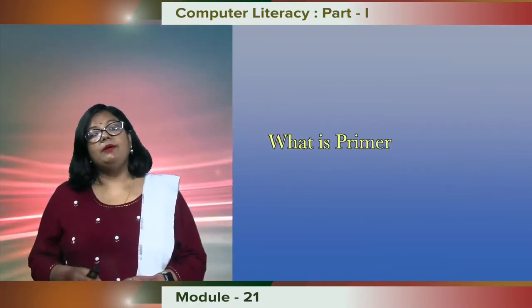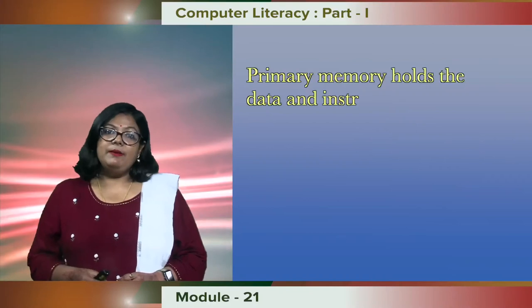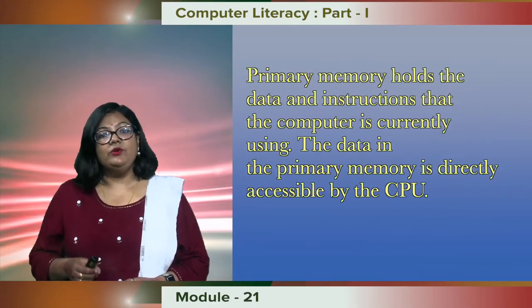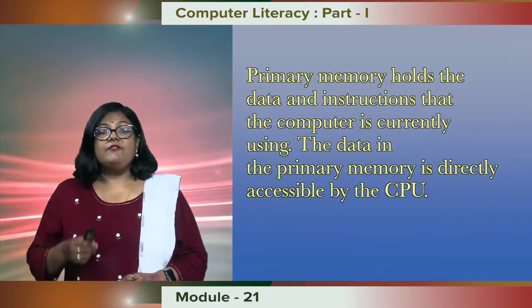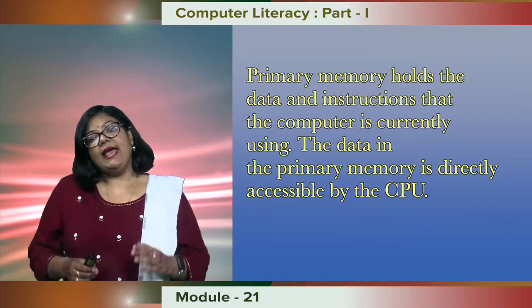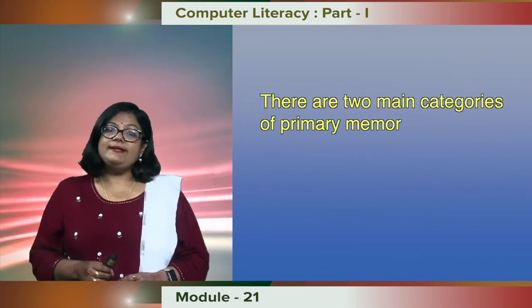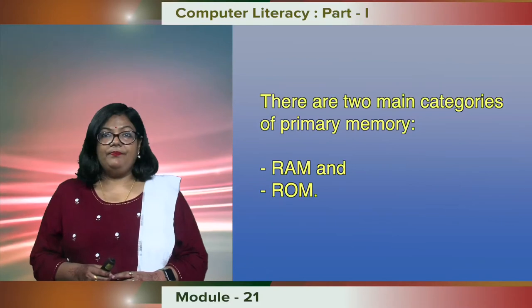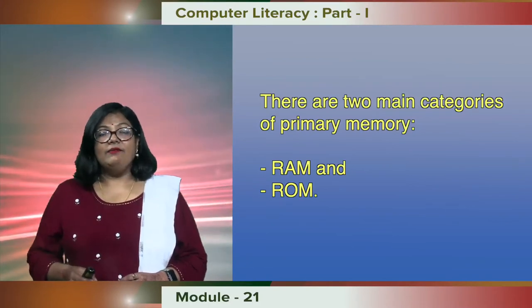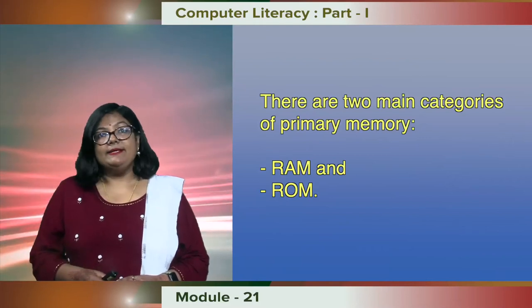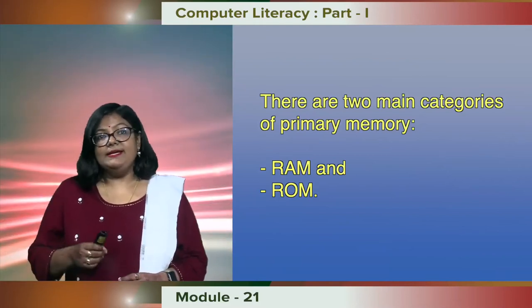Now, what is primary memory? Primary memory holds the data and the instructions that the computer is currently using. And the data in this primary memory is directly accessible by the CPU. There are two main categories of primary memory. One is the RAM and the second one is the ROM. Now we'll see these two primary categories of memory, RAM and ROM, in detail.